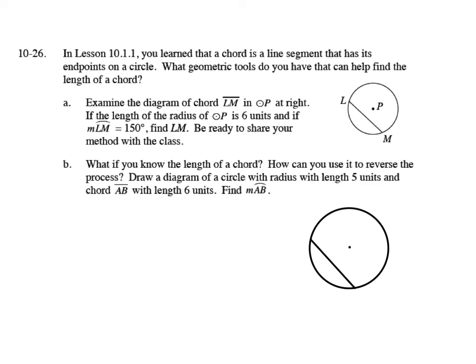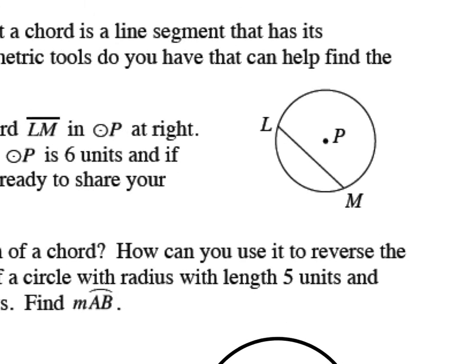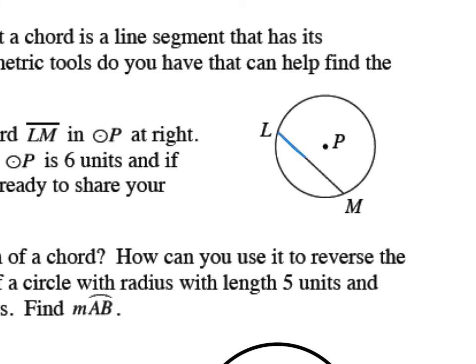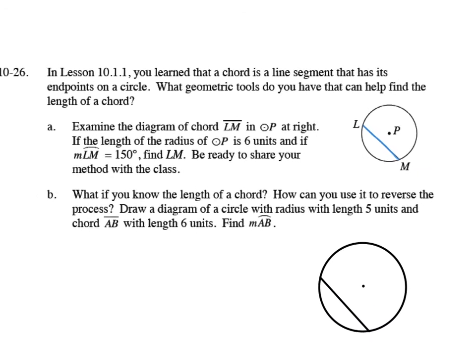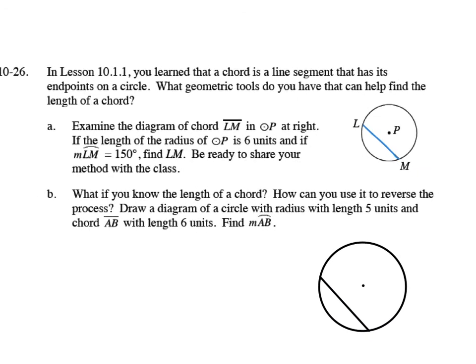I can also use the tools that I already have to find lengths of chords. If you remember from yesterday, a chord is a segment whose endpoints are on the circle. Examine the diagram of chord LM in circle P at right. If the length of the radius of circle P is 6 and the measure of arc LM is 150 degrees, find the length of the chord LM.